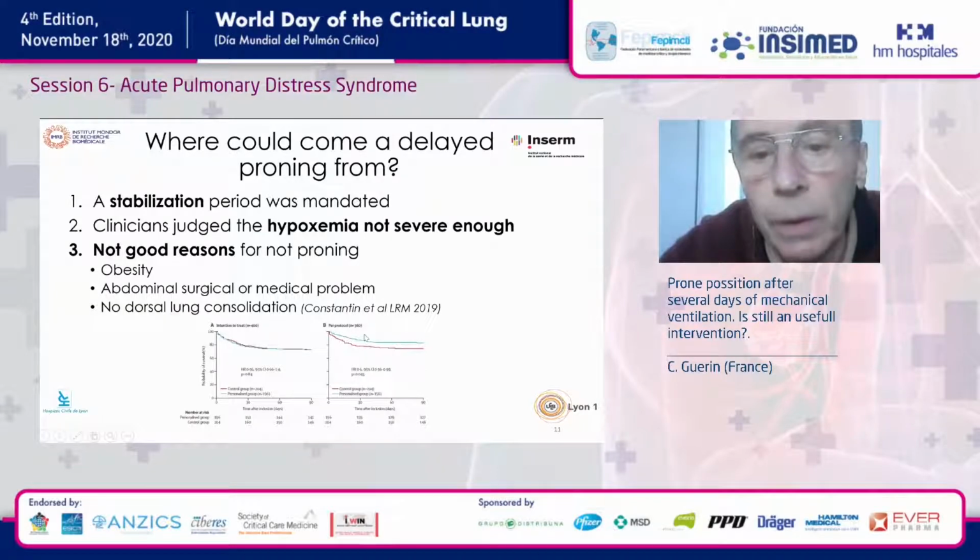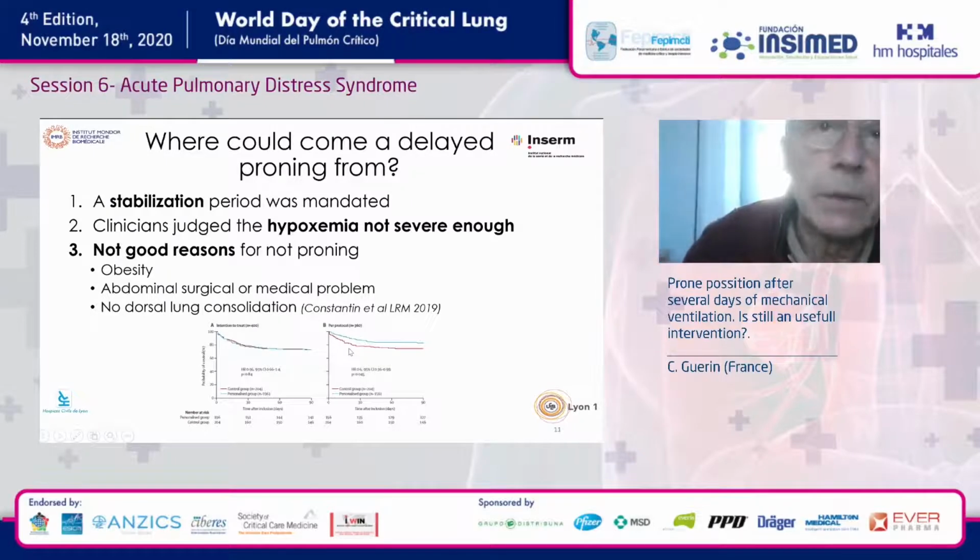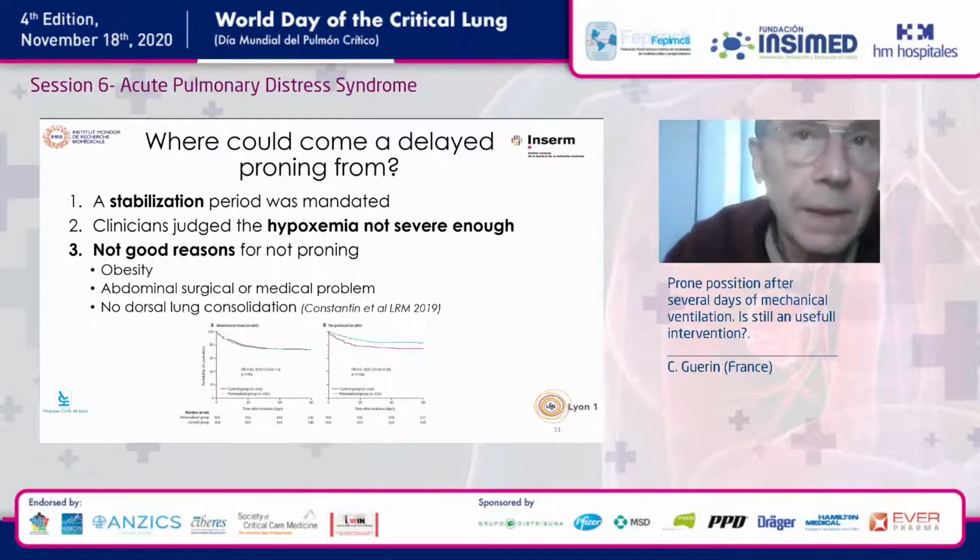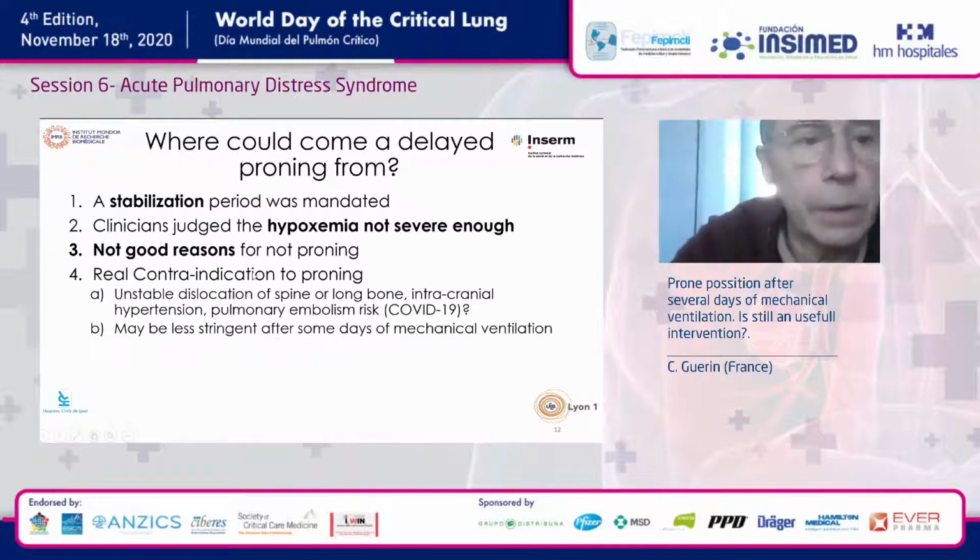But this difference between these two curves was due to the fact that there is a high rate of misclassification, even using CT scan of patients. But the primary endpoint was negative, so the lack of dorsal lung consolidation cannot be seen as a good reason for not proning a patient.